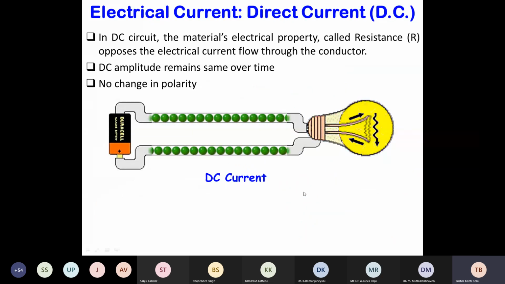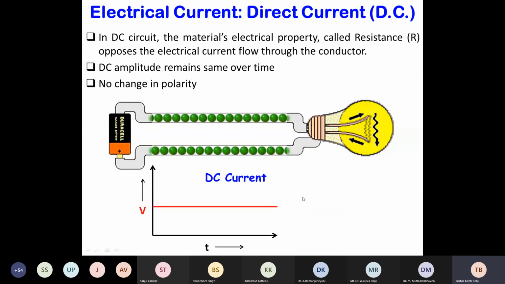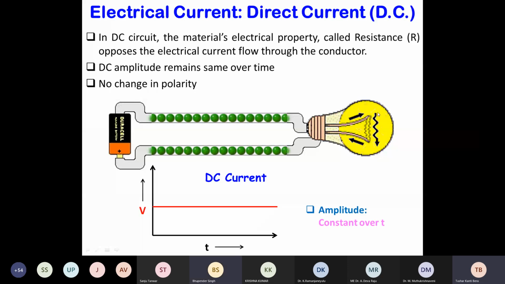As we have discussed, some charged particles are required to move in a particular direction for DC current. Here we can see in this animation that electrons are flowing in a particular direction and the current is flowing through this load, which is a lamp here, and that's why it is called DC current. And as it flows in a particular direction and the polarity is not changing, it will always be in one direction, either on the positive y-axis or negative y-axis, but it will not change with time.